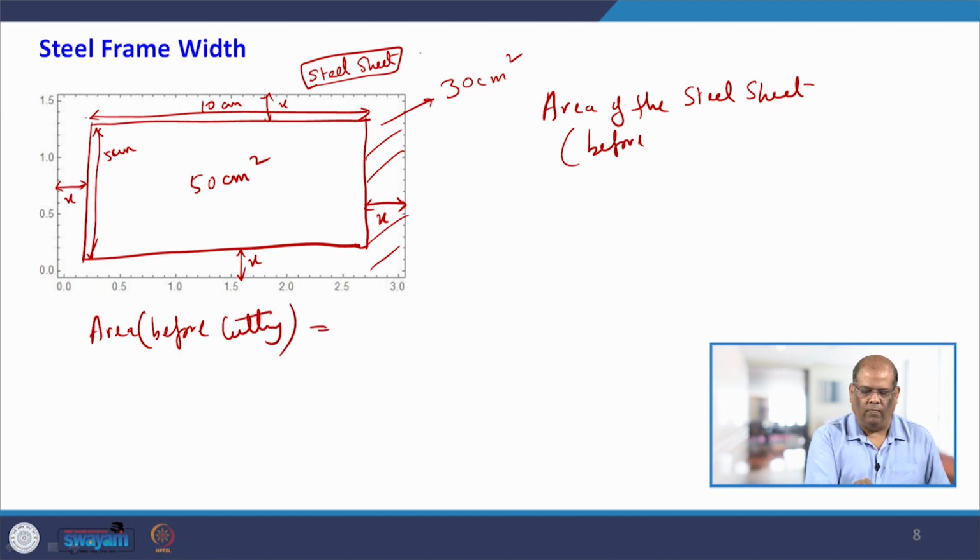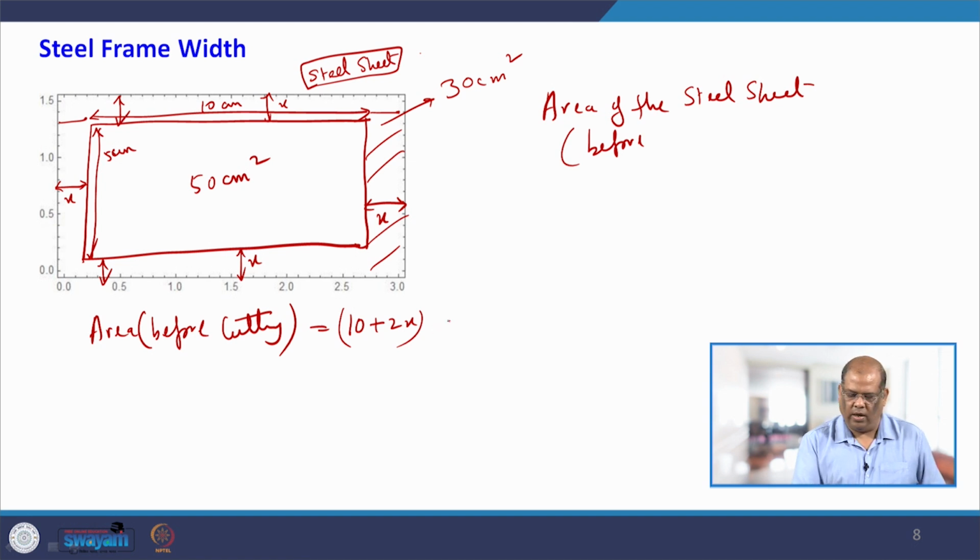So, if this is your 10 and this is your x and this is your x, so the total length is 10 plus 2x. And with a similar argument, if this is your 5 centimeter, this is x and this is x, then it is 5 plus 2x centimeter square.